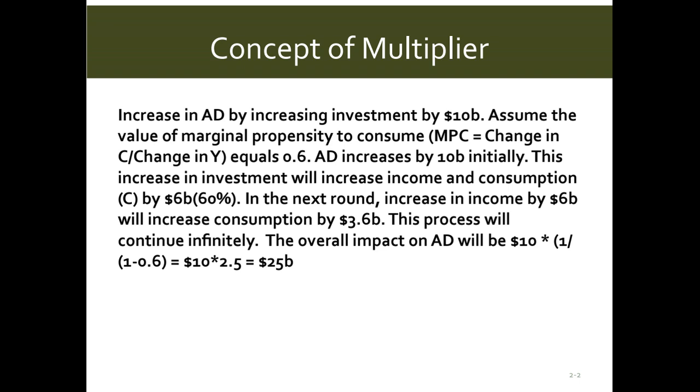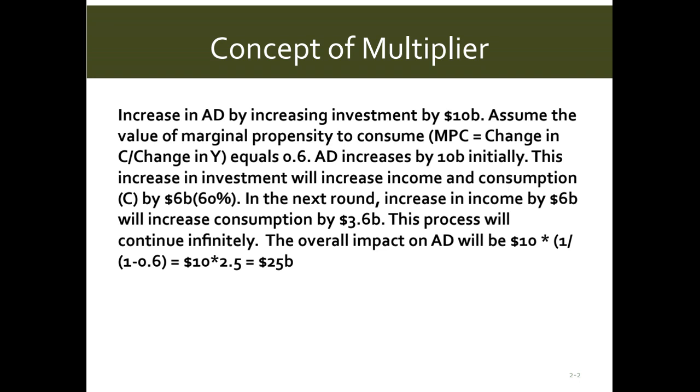So this increase in investment, the initial investment, will increase income by $10 billion and consumption by $6 billion only. Initially, an increase of $10 billion in investment will increase income by $10 billion for someone else. And then that $10 billion increase in income will increase consumption by $6 billion. But remember, when these people spend $6 billion buying goods and services, that $6 billion will also be income for someone else.